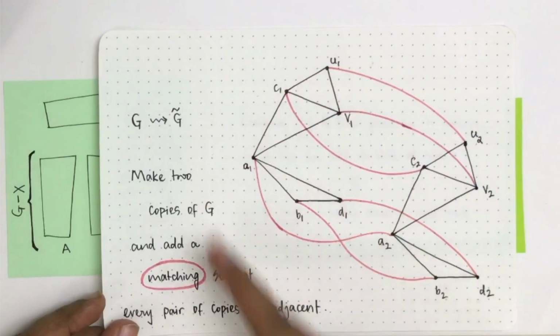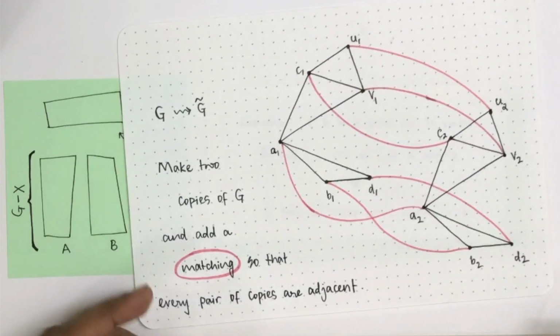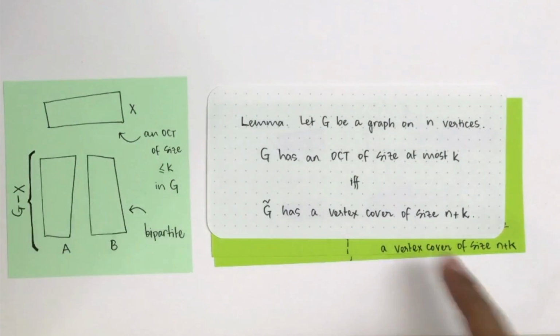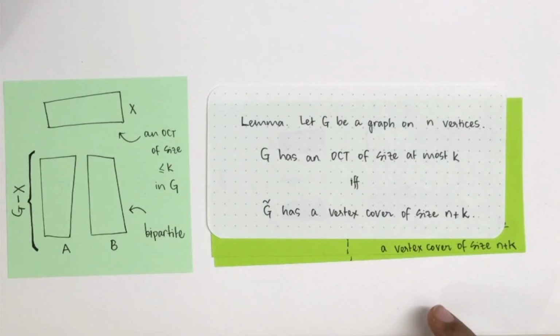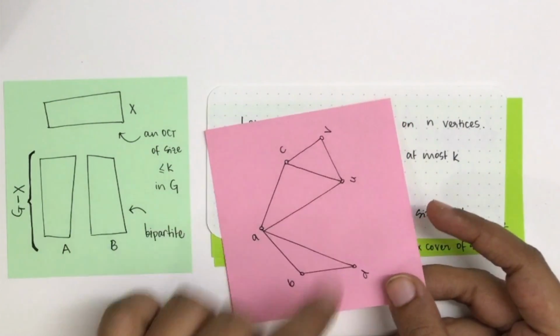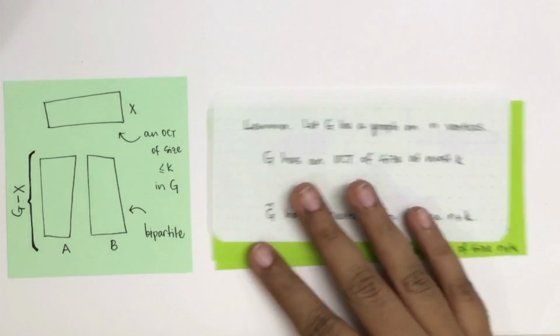And we want to say that if this guy has a vertex cover of size n plus k, then the original graph, G, that we were coming from, should have an OCT of size at most k. So let's try and show that now.